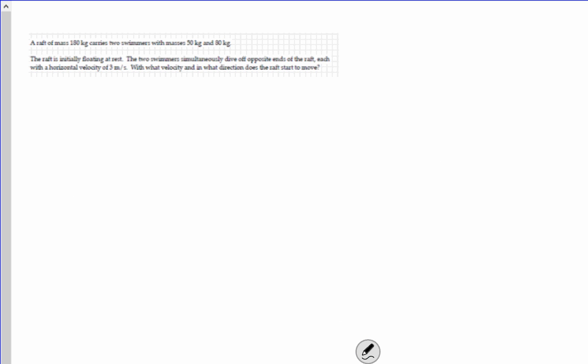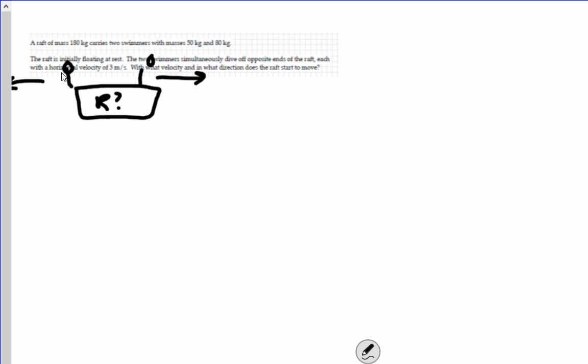Let's move on to number 3. Oh, this one I like because it works with 3 objects, and that's not something we usually are thinking about. But let's consider what's going on here. You've got this raft, and then you've got the swimmers on the raft. Okay, I'm still a little bit off here. I have a disembodied swimmer. This one goes this way. This one goes this way. We want to know what the heck's going to happen to the raft.